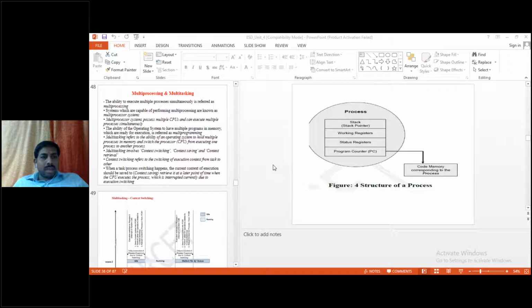Multitasking involves context switching, context saving, and context retrieval. What is context switching? It refers to switching of execution context from one task to another task. When a task or process switch happens, the current context of execution should be saved, to retrieve it at a later point, since it is interrupted currently due to the execution switching.